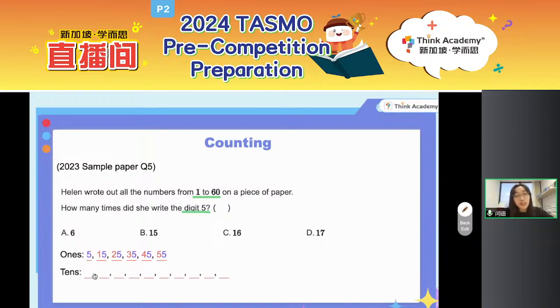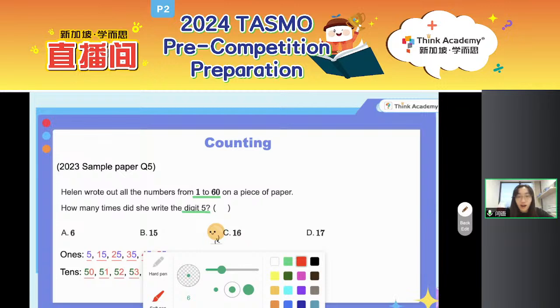And then move on to the tens place. For the tens place, here, I label with a different color. Look at the green part. We have 50, we have 51, 52, 53, 54, 55, 56, 57, 58, 59. So altogether, there are 16 times, okay?